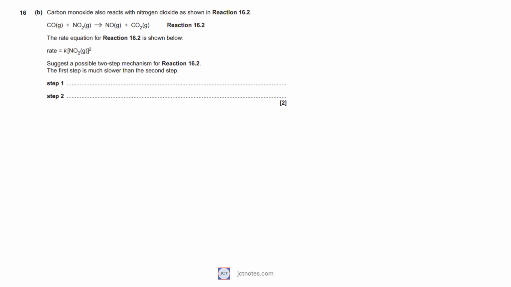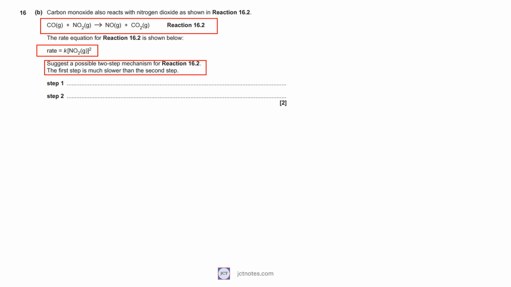In question 16b, we are given another equation between carbon monoxide and nitrogen dioxide and its rate of reaction. We are asked for a possible two-step mechanism for the given reaction, with the first step much slower than the second step. What we need to cover in the answer is: first, in the initial step, the slow step, we are going to need 2 molecules of nitrogen dioxide as reactant because the rate only depends on nitrogen dioxide and it is of order 2.